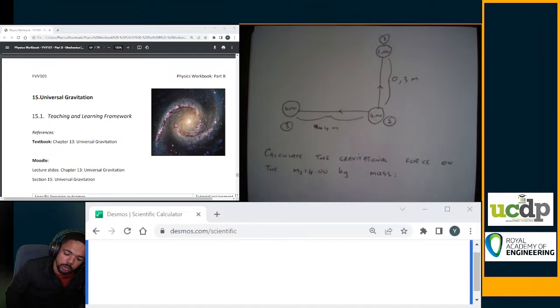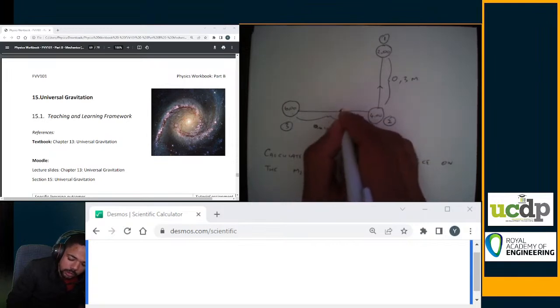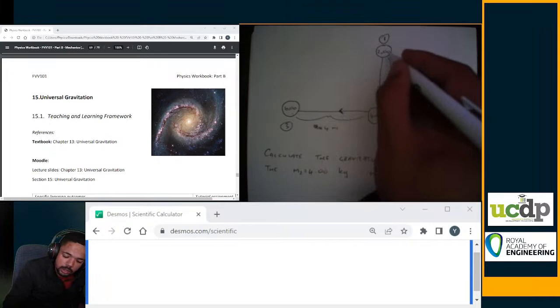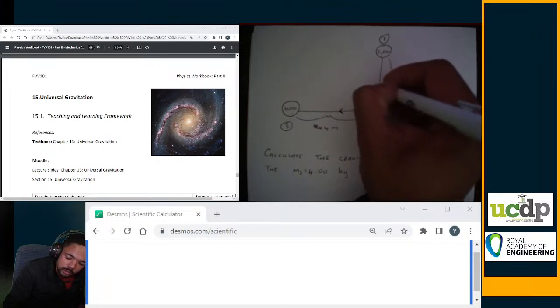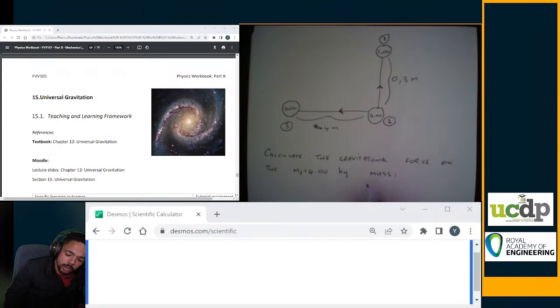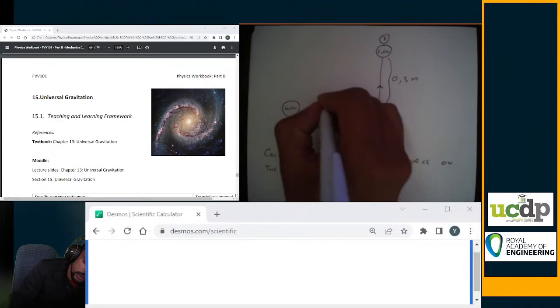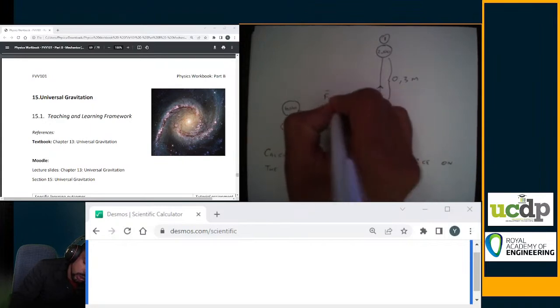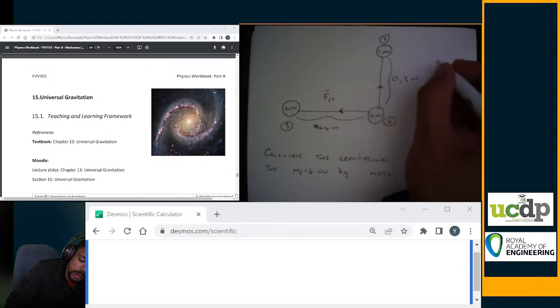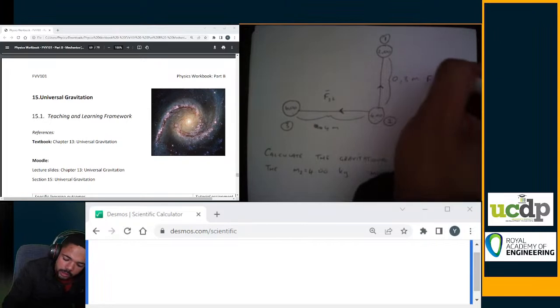Now the force on m2 can be as follows. Okay, the 6 kilogram mass will be pulling M2 towards the right in the direction which I drew here, and the 2 kilogram mass will be pulling M2 upwards. Okay, so we can call this force here the force that 3 has on 2, and this one you can now call the force that 1 has on 2. Okay, that is that force.